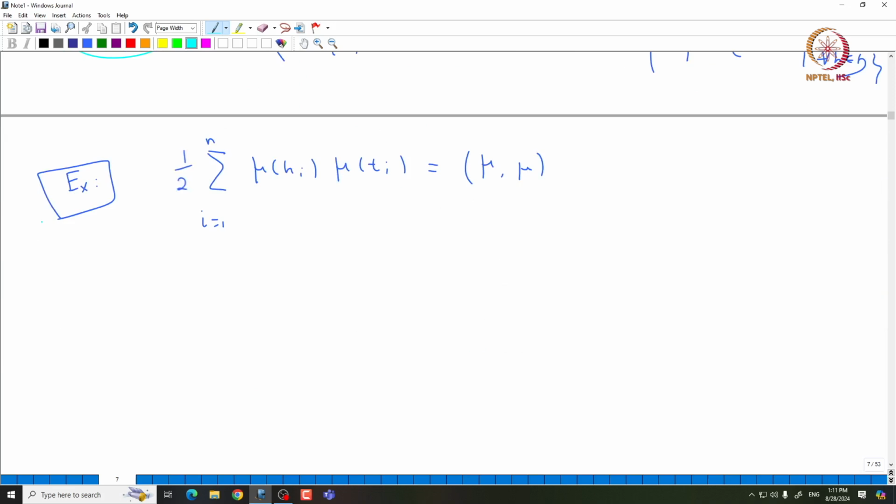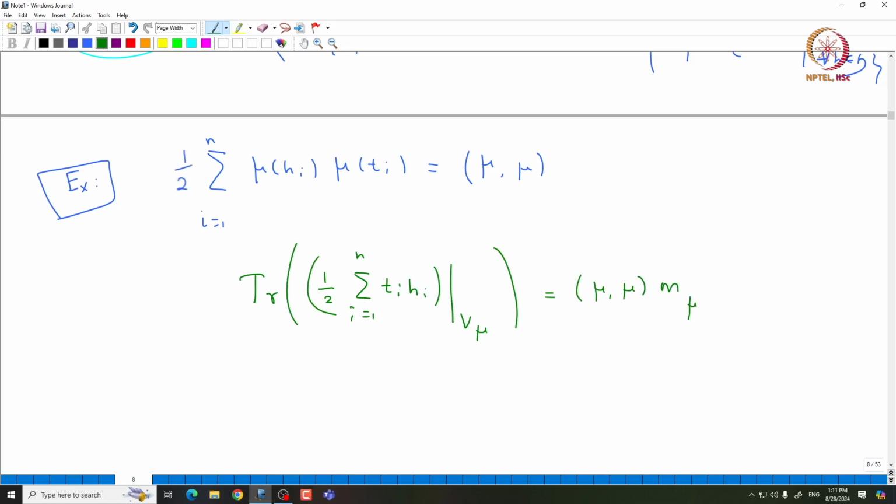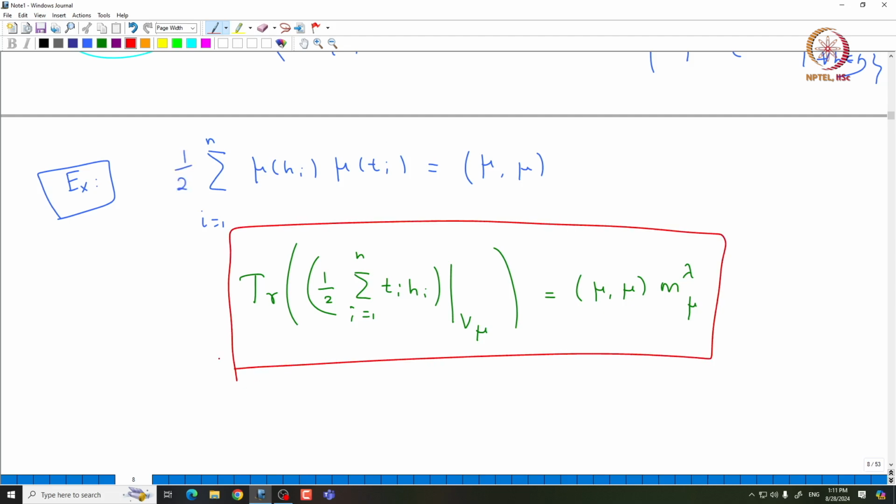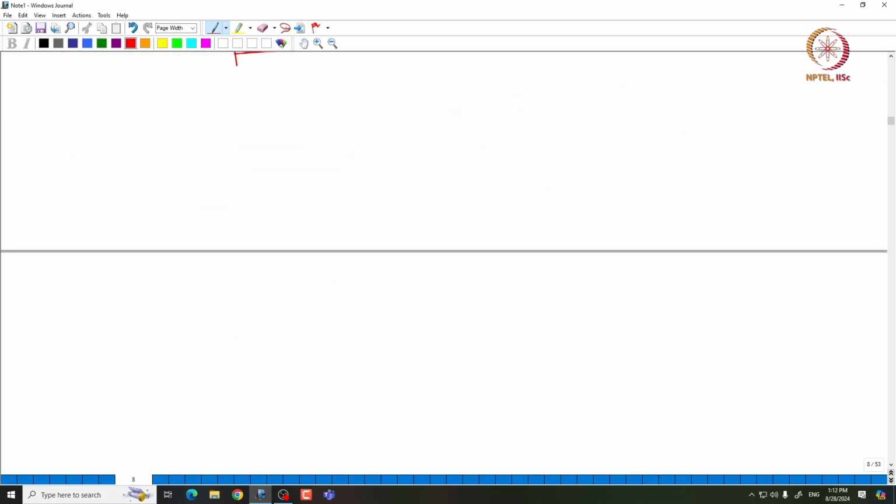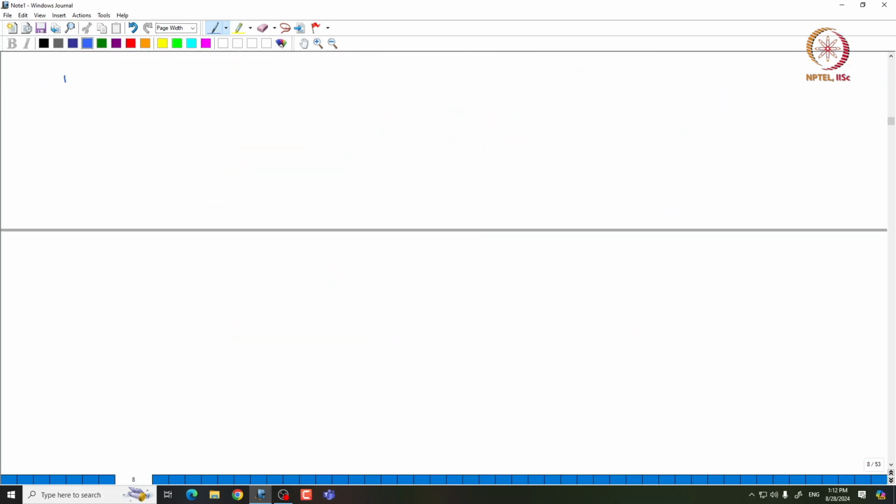So in particular, what will be the trace of that? The trace of this operator, the summation of T I h I ranging from 1 to n restricted on V mu, is going to be exactly mu mu times the multiplicity of mu in V lambda, which is the dimension of that space V mu. So the first summand actually gives you the trace. Now let us look at the second one. Let us call this lemma 2.